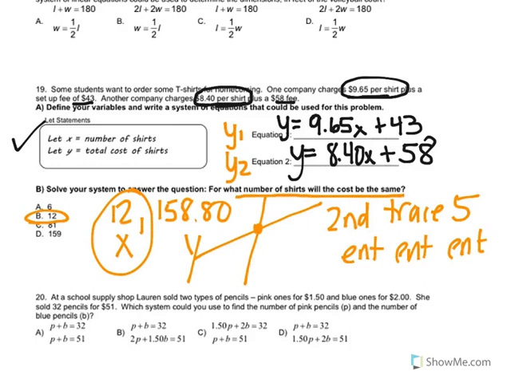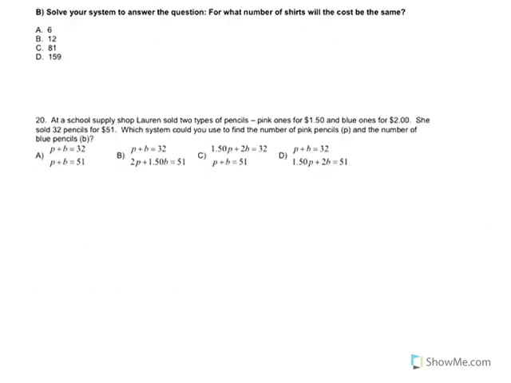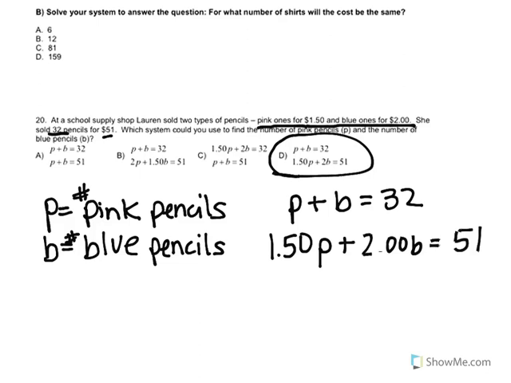Okay, let's look at number 20. I think you ought to try and do number 20 without my help. Go ahead and hit pause and read the question and figure out your answer. Okay, well, I hope you've circled letter D.